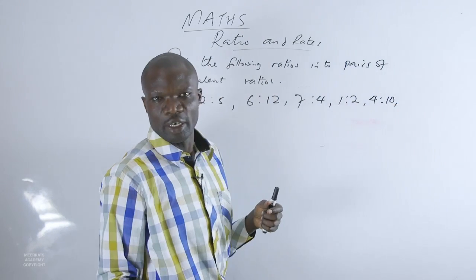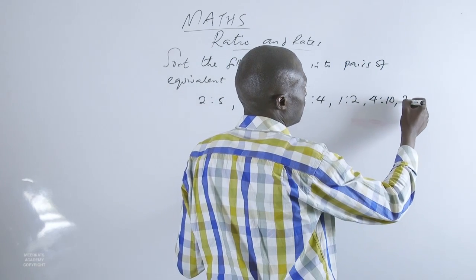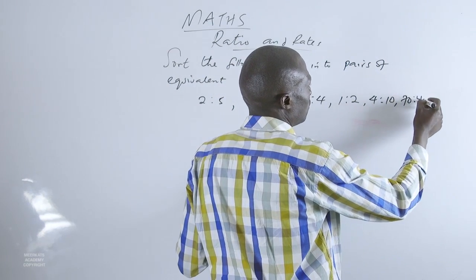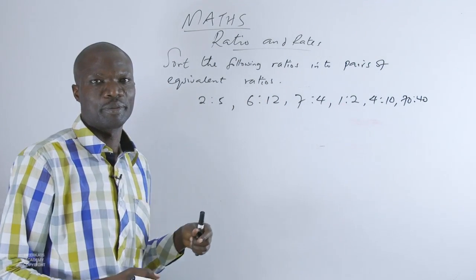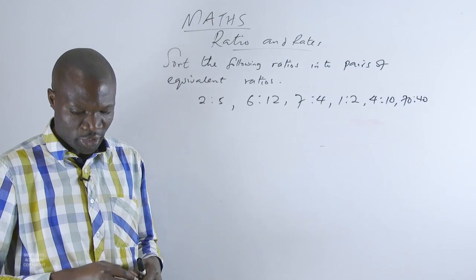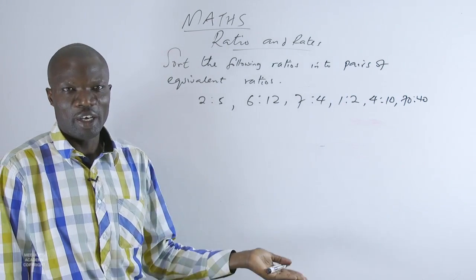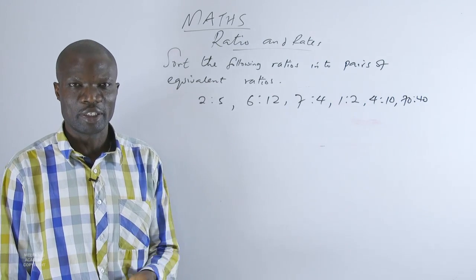4 to 10, and finally we have 70 to 40. We have 70 to 40. Now, we want to find which pair is equivalent.